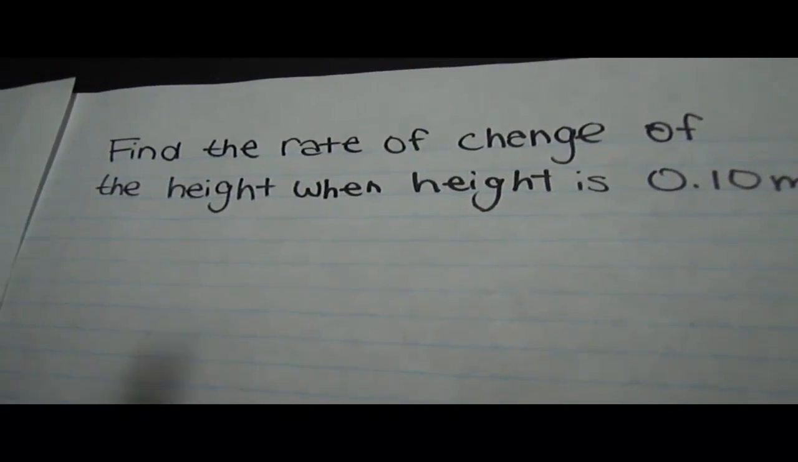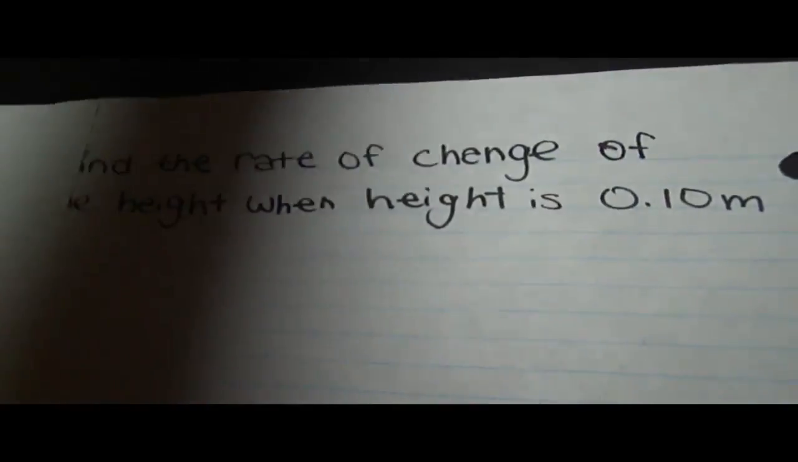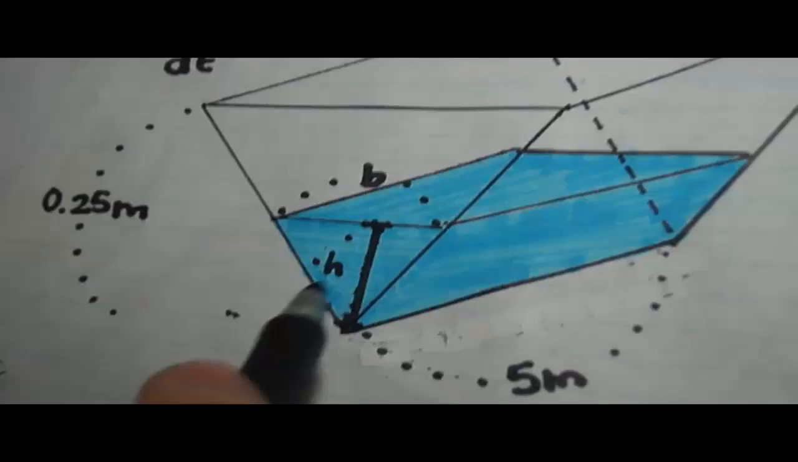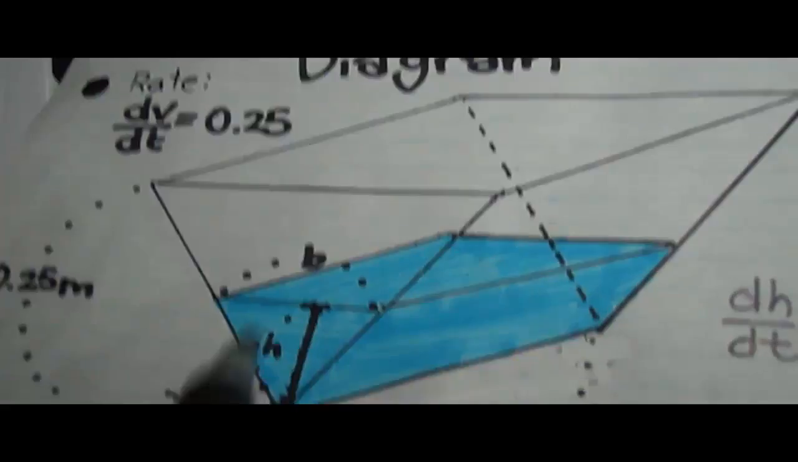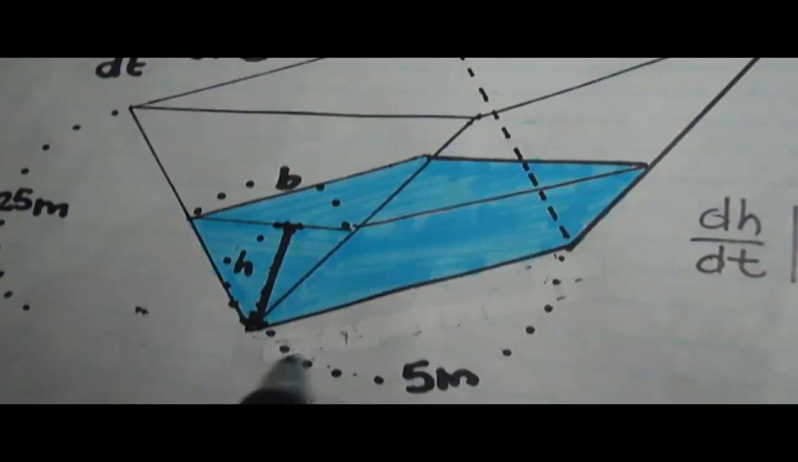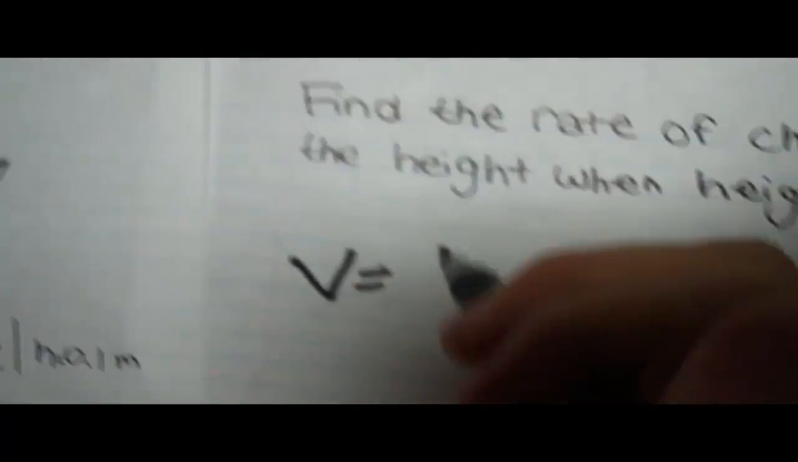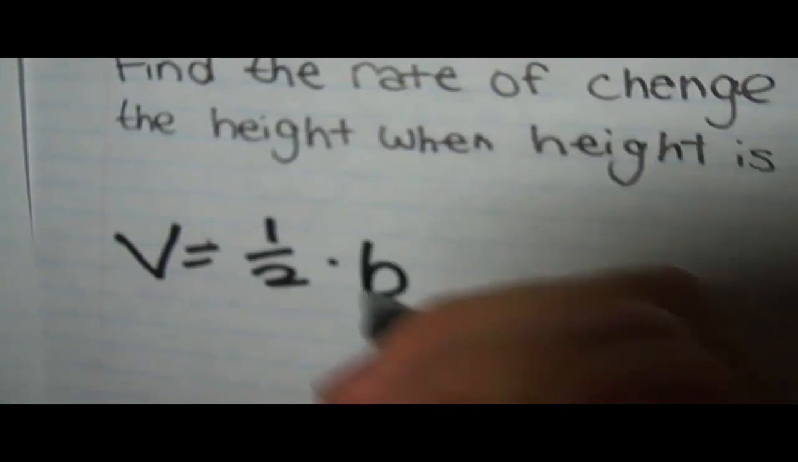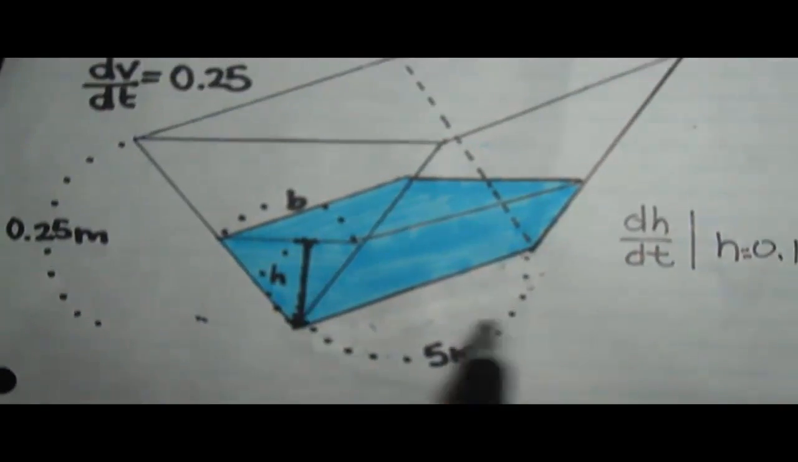Okay, so the first thing we can do here is trying to relate volume to height. So the volume of this triangular type of section is going to be equal to one half times base times height times the length. So that's the volume of water in a trough right now. So I'm just going to write that as an equation: volume equals 1/2 times base times height times length.